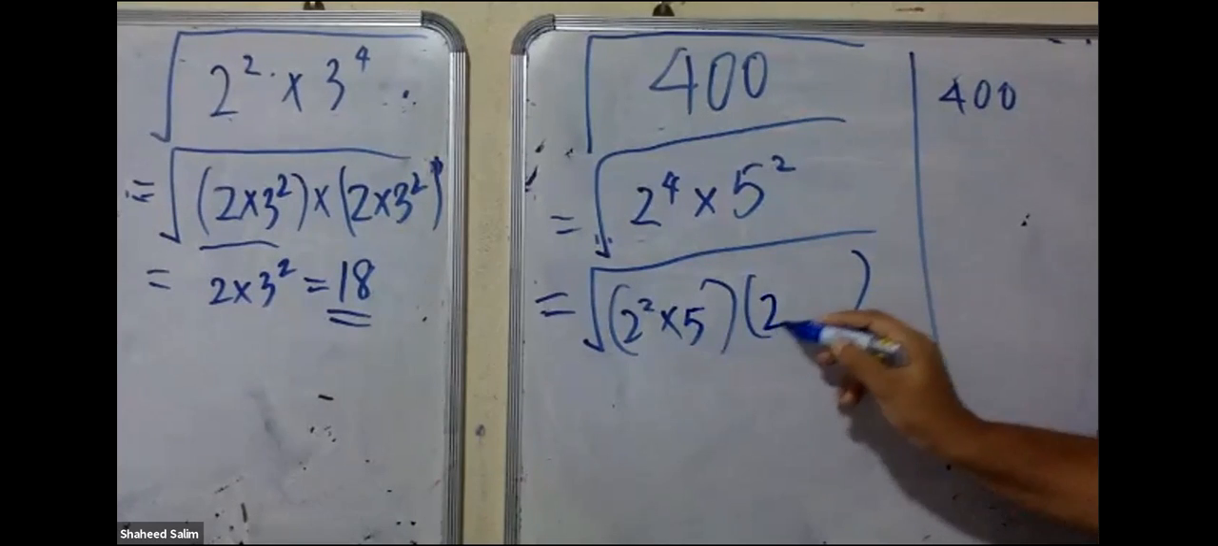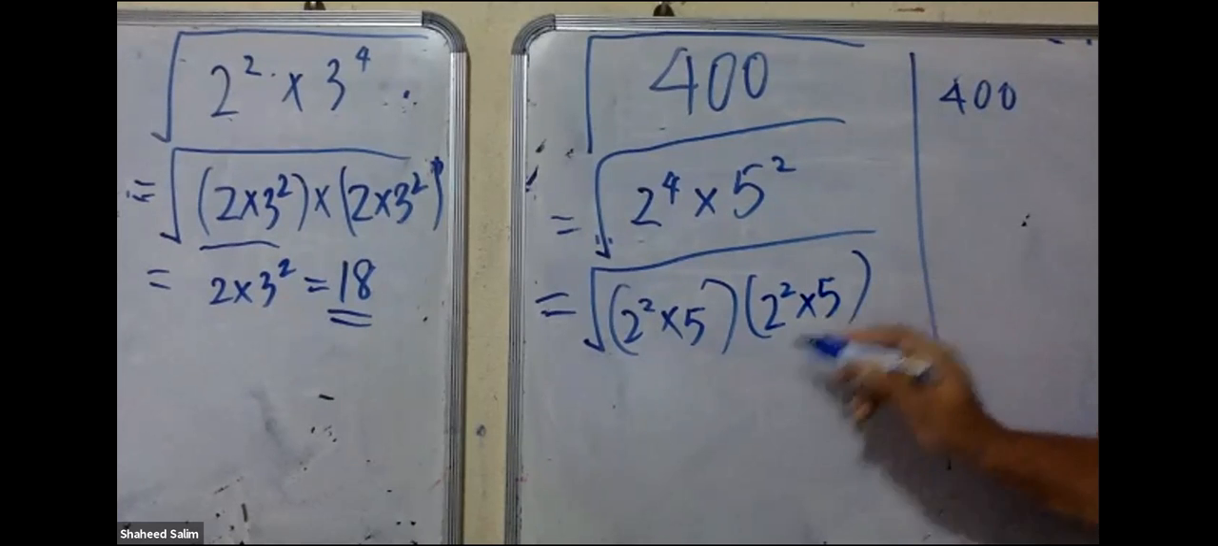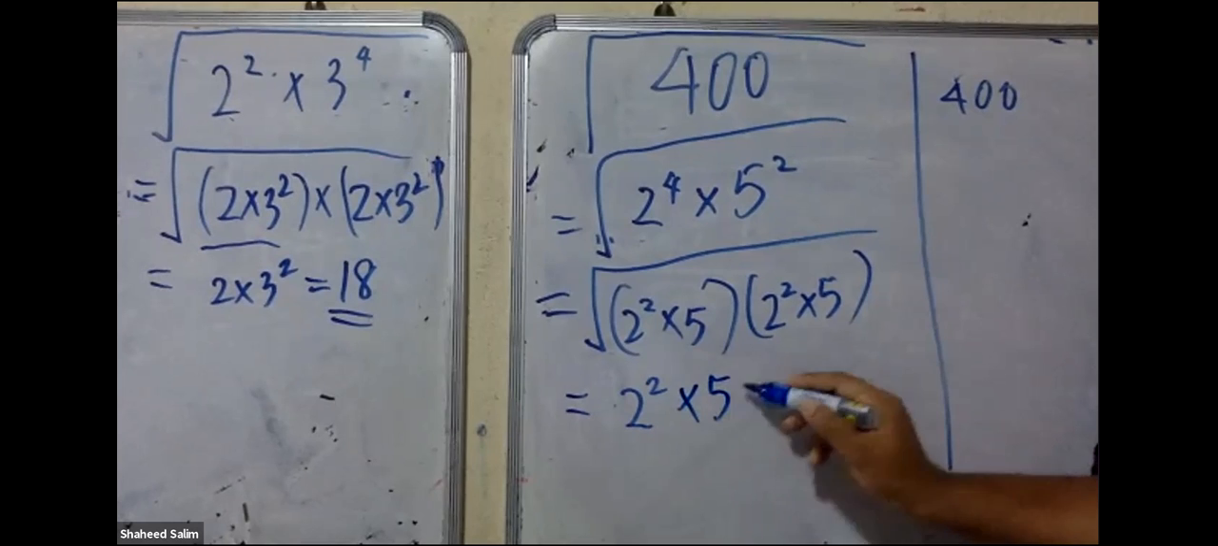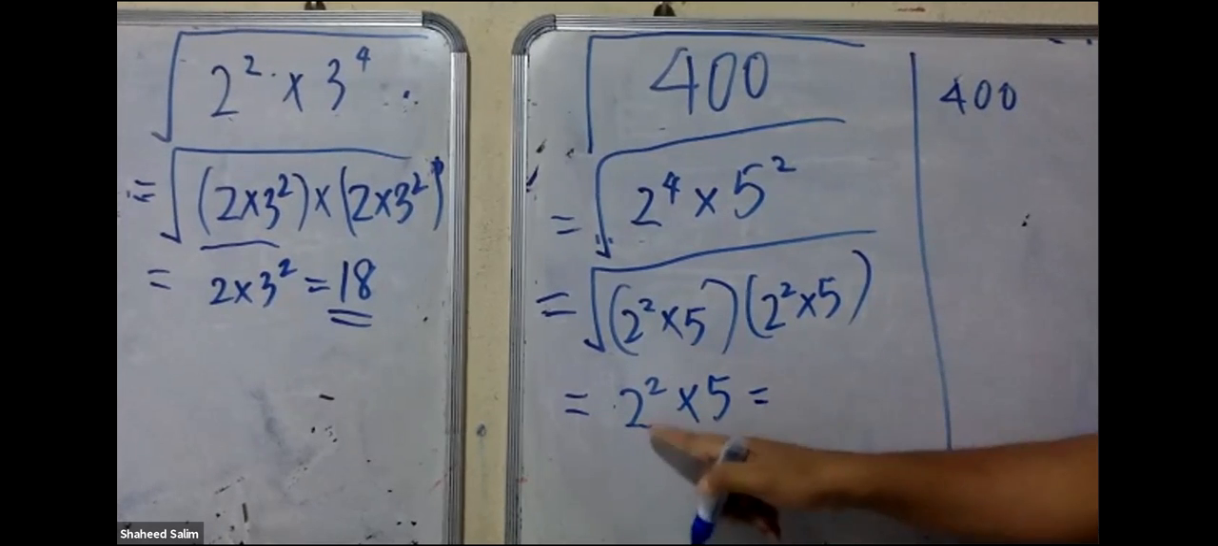2 to the power of 2 times 5. Next one, same thing. Okay, now, so the answer, the square root is 2 to the power of 2 times 5. What is this number? 2 times 2 times 5.